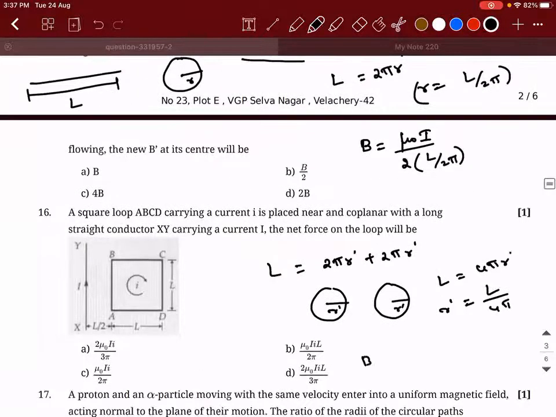So what is the value of B dash, guys? Mu naught I divided by 2 into L divided by 4 pi. That is the magnetic field at the center of each loop. Correct? So if you take the ratio, what is that you're going to get?